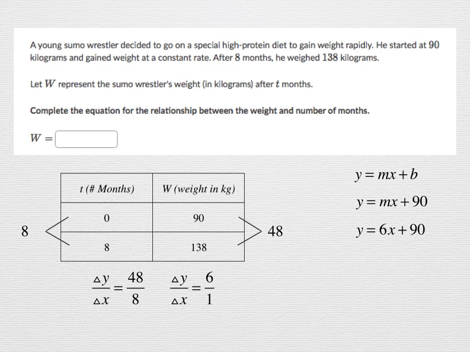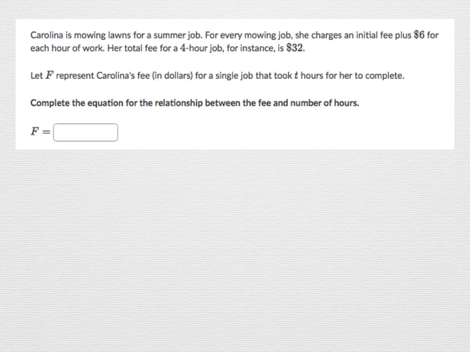And this would be the equation, except they've given me other variables. They've given me W for my dependent variable and T for my independent variable. So I want to type in W equals 6T plus 90 to represent this relationship. So notice in this case, in the word problem itself, I could tell that the initial value was given and I needed to figure out my rate of change. Okay, so in the next example, it is going to be the reverse.